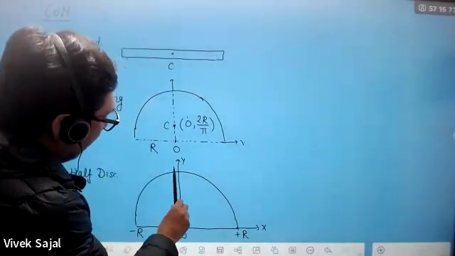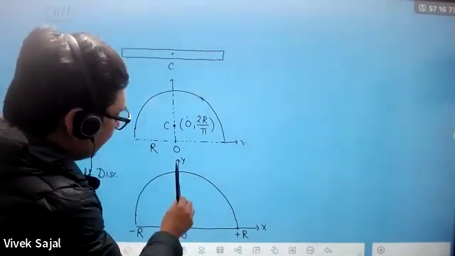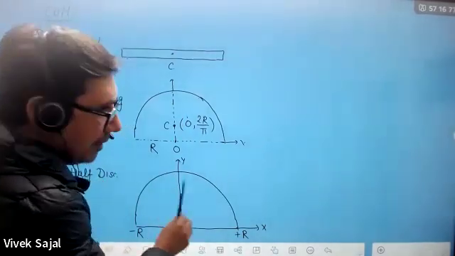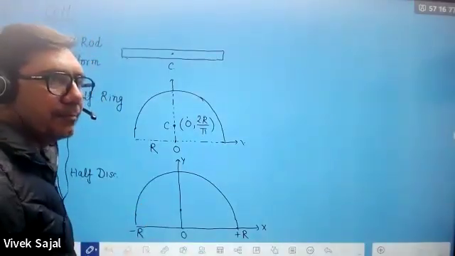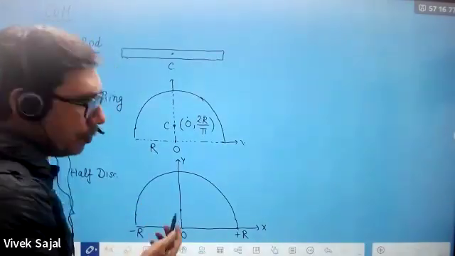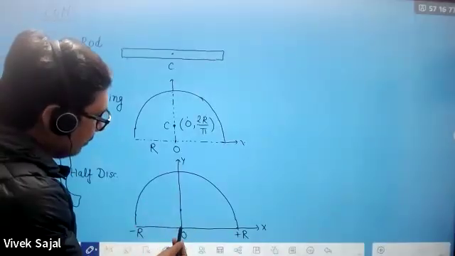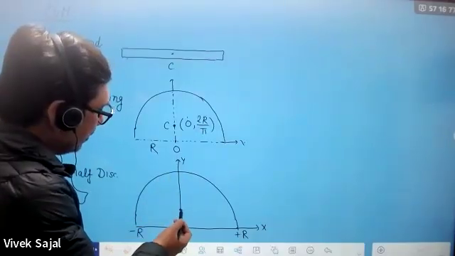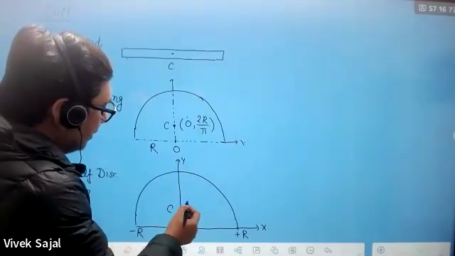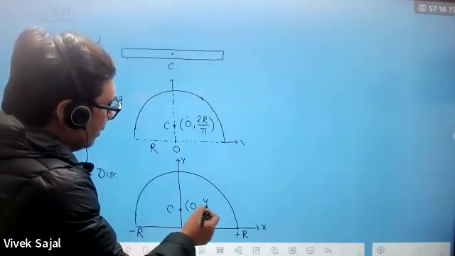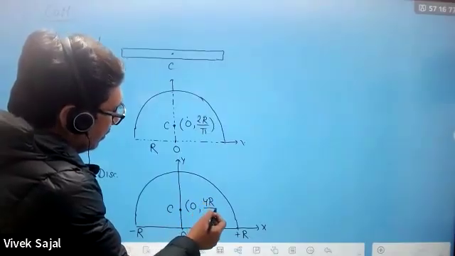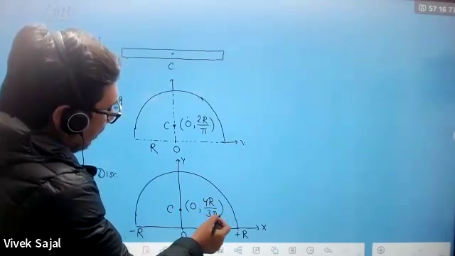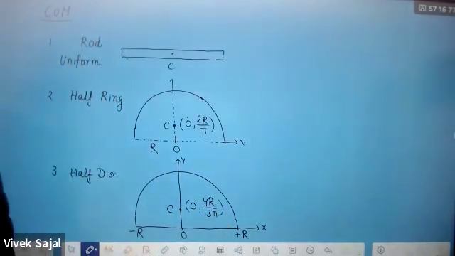Basically, try to understand: on both sides of the y-axis, the mass distribution is symmetrical. So the x coordinate of the center of mass will be 0, that will lie on the y-axis. This will be the center of mass C. The x coordinate will be 0, and the y coordinate will be 4r upon 3 pi. So in case of half disk, this will be 0 and 4r upon 3 pi.